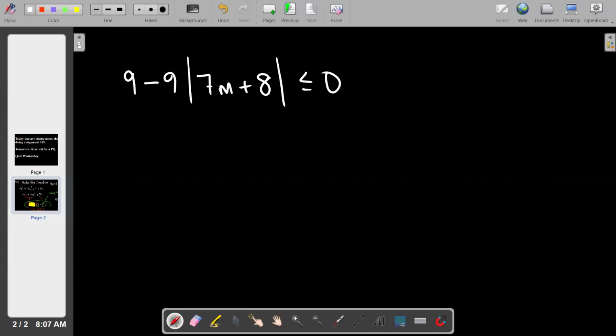Subtract that pesky 9 from both sides, right? Because it's a positive 9. And we're left with -9, still hanging out, multiplied by the thing. The absolute value thing is less than or equal to, what's 0 minus 9? -9. Next step, divide by -9.